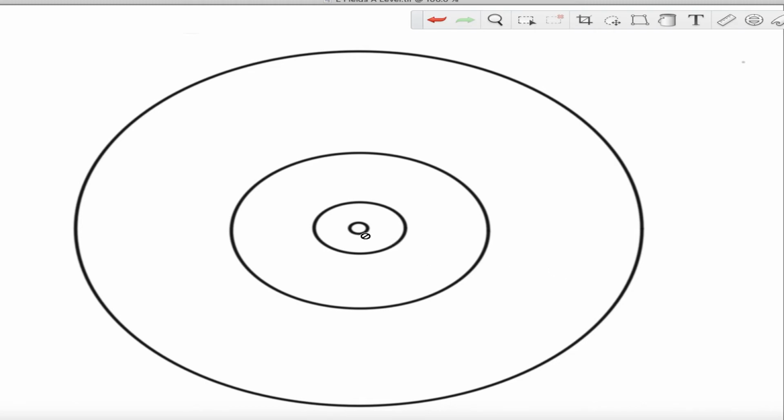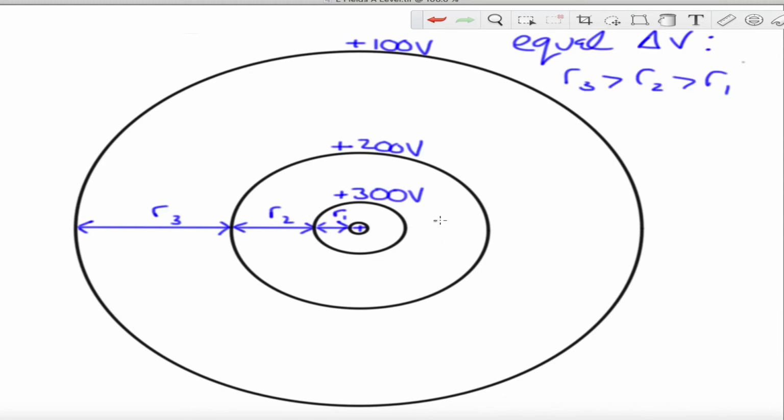You've got the idea that equipotentials around an isolated point charge, in the same way as around an isolated mass, are concentric circles centered on the charge, and for equal changes in potential, you have progressively increasing distances between those circles.